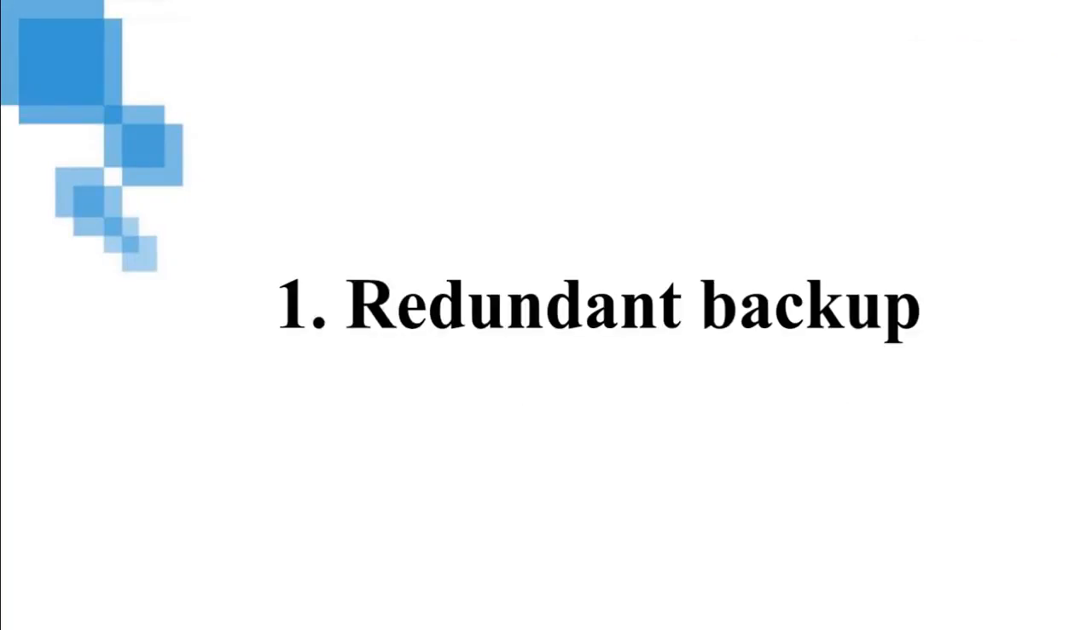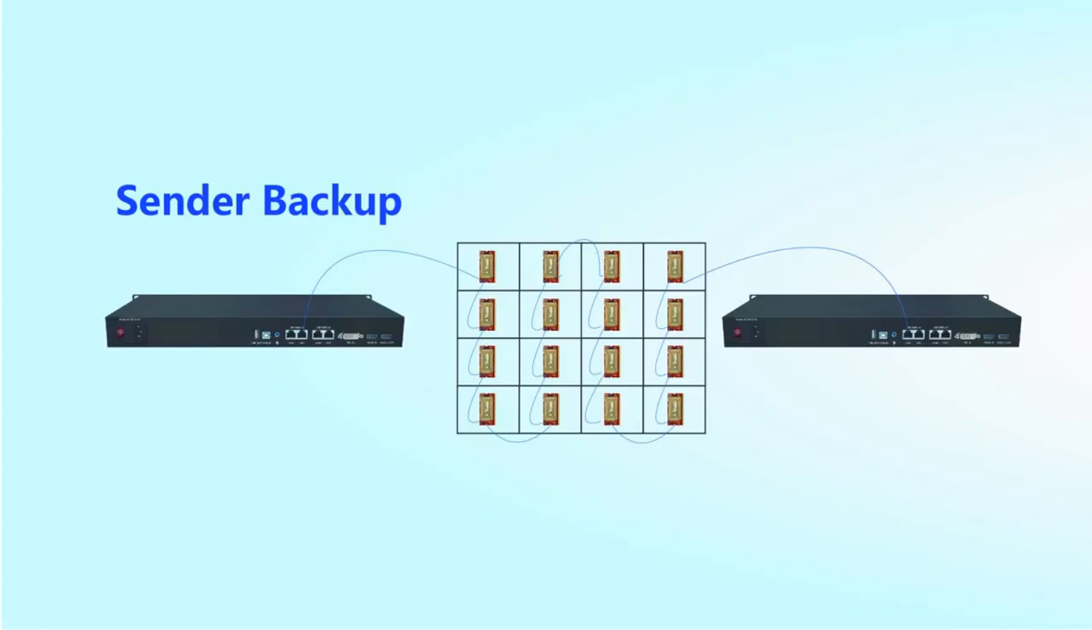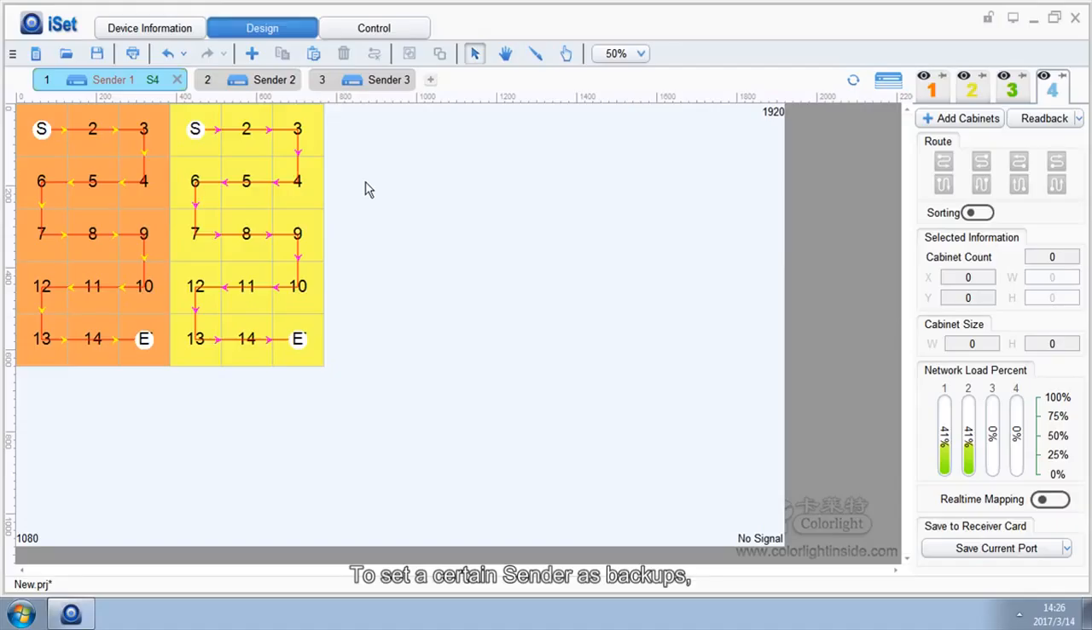1. Redundant backup. Sender backup. To set certain senders as backups, under the design page, right-click on the sender icon. Choose Sender Backup from the pop-up menu, then choose the sender that needs backups.